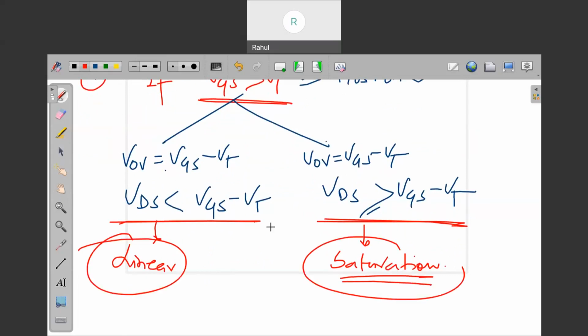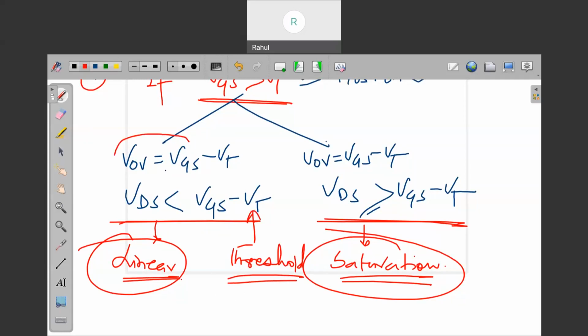So remember, first of all, you need to check whether your MOSFET will be on or not, right? So you have to check the potential which is being applied at the gate terminal should be greater than the threshold voltage, right? Should be greater than the threshold voltage. Okay. And then you have two choices.